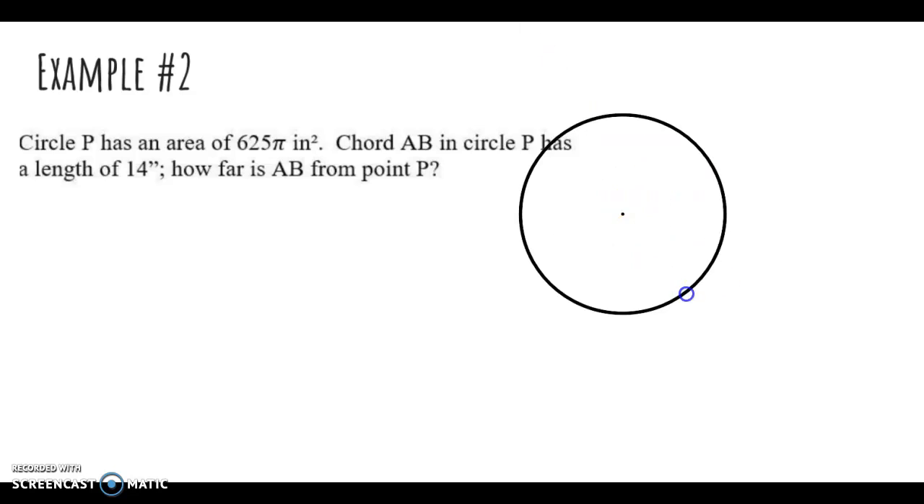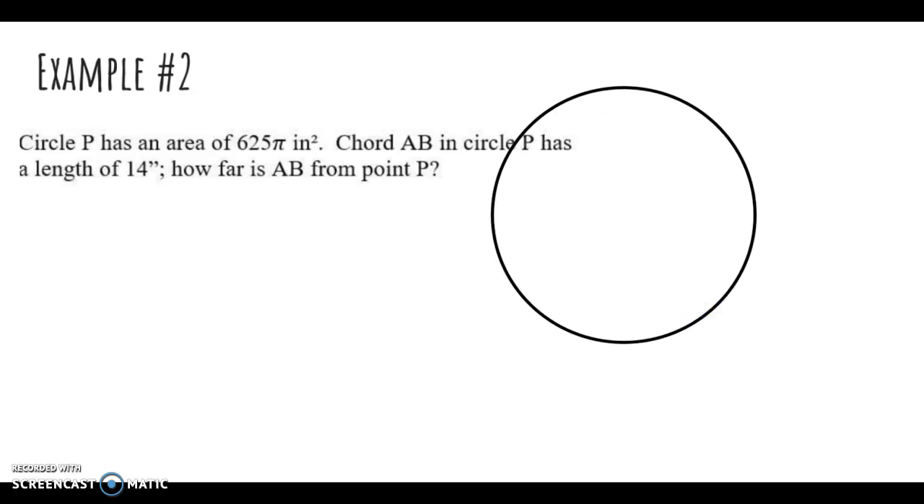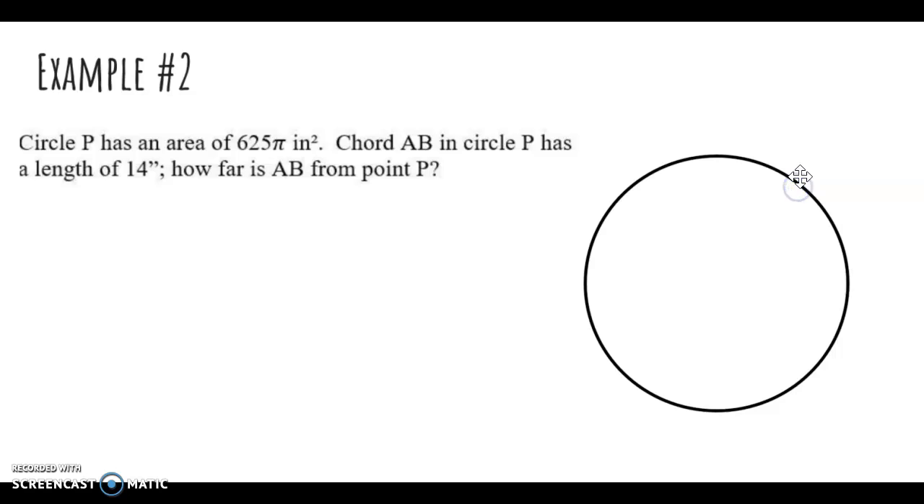There we go. And it is circle P. And chord AB is in this circle. The chord has a length of 14, and we're trying to figure out how far AB is from P. So we want to find this distance here.